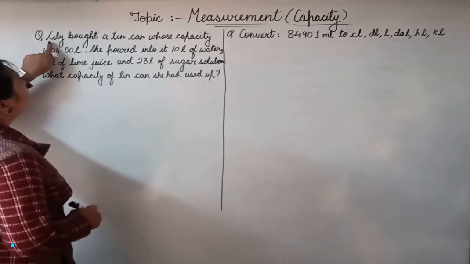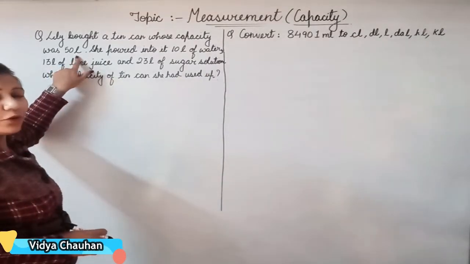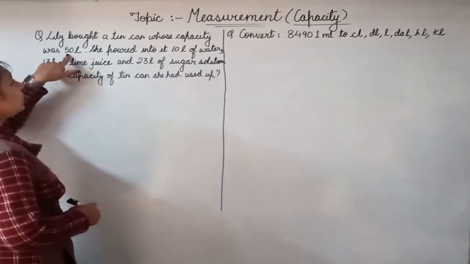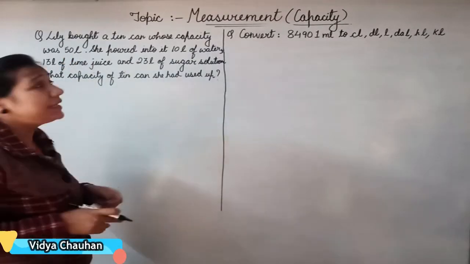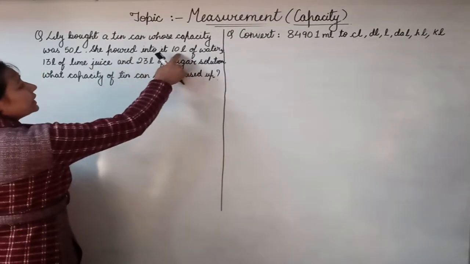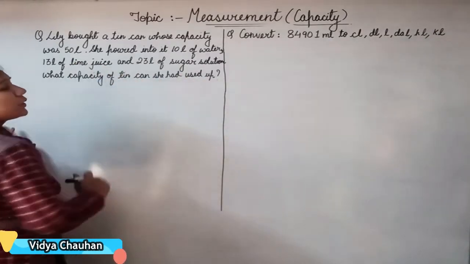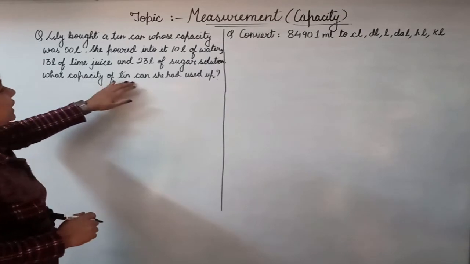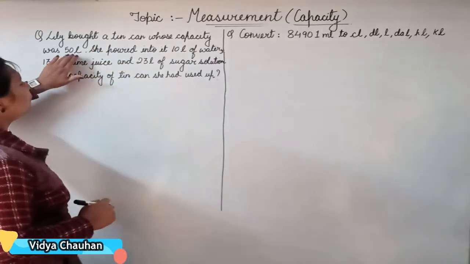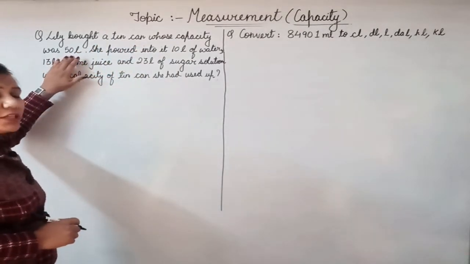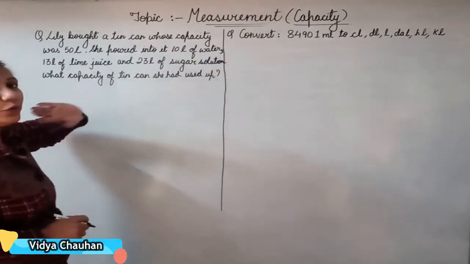First question says, Lily bought a tin can whose capacity was 50 liter. So Lily got a tin can and the total capacity of that tin can is 50 liter. It can store a liquid or fluid of 50 liters. She poured into it 10 liter of water, 13 liter of lime juice, and 23 liter of sugar solution. What capacity of tin can she had used up? What you have to find is, out of total 50 liter of capacity, how much she has used by putting water, lime juice and sugar solution into it.